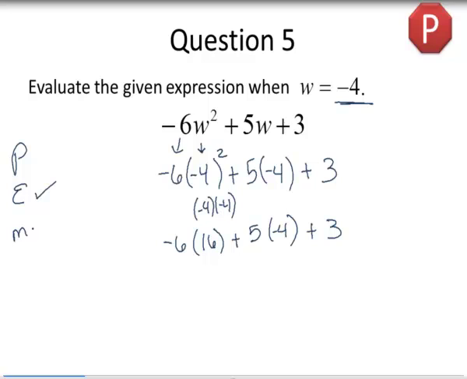What's the next step? Multiplication, division, left to right. Do we have any multiplication or division? Yes, we have 2. Okay, we have a multiplication here and here. So -6 times 16 is, negative times positive makes negative, so we have -96. Then we have 5 times -4 makes -20. Then we have +3. All right, good. That's multiplication, division.